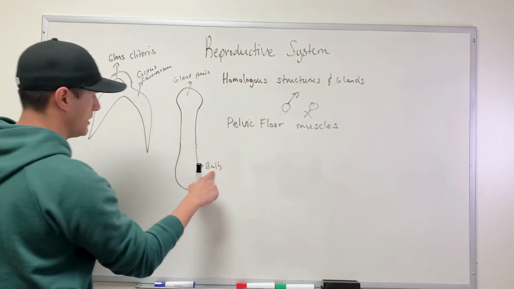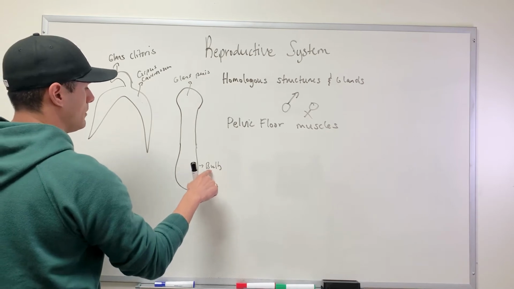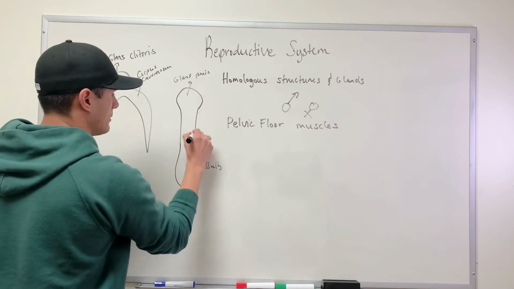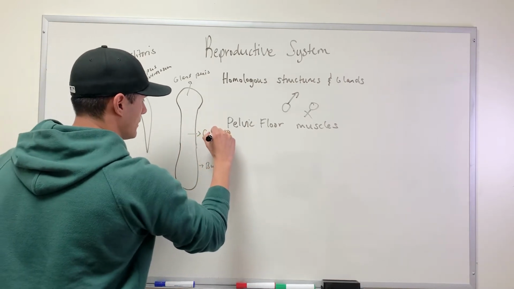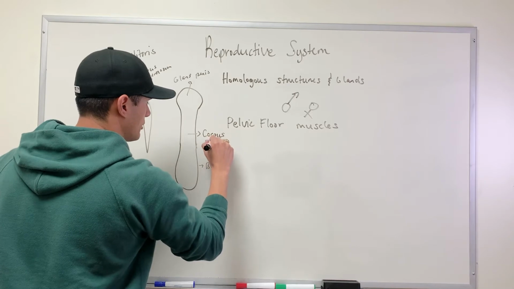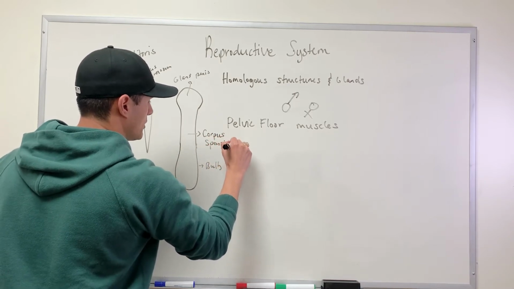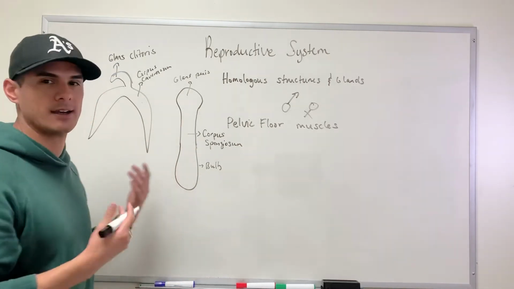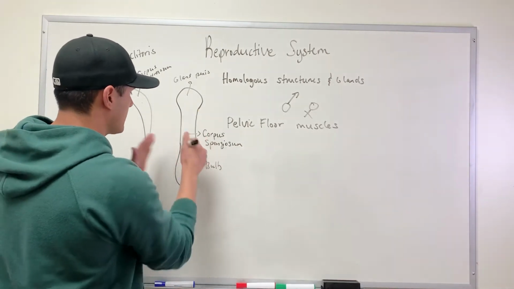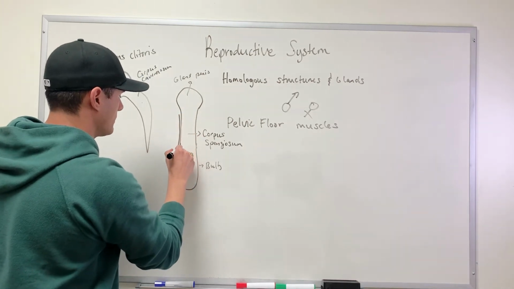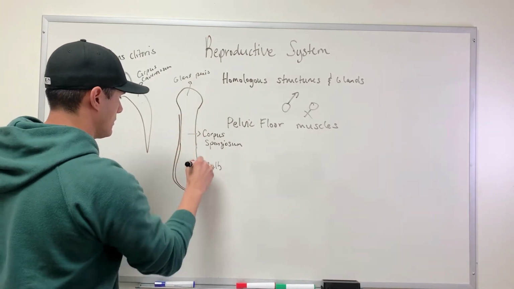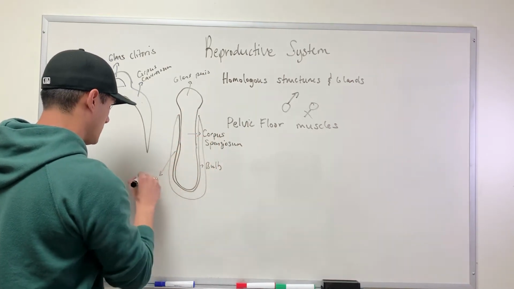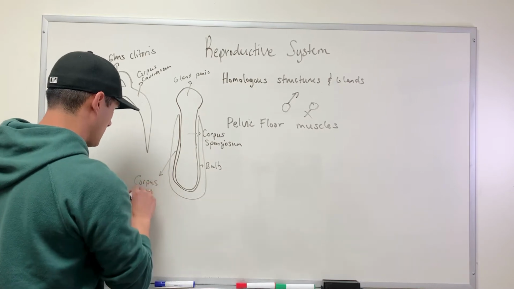So this is the bulb of the penis. Okay, so you have the bulb, and what's connected this way, what's here in the middle, is the corpus spongiosum. So spongiosum. If you think about it, this is like the hot dog, and the part where this sits, here on the outside, this is the corpus cavernosum.